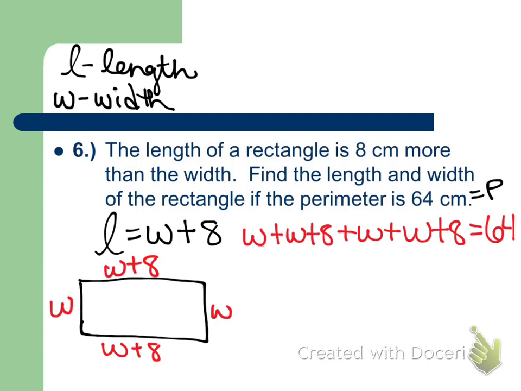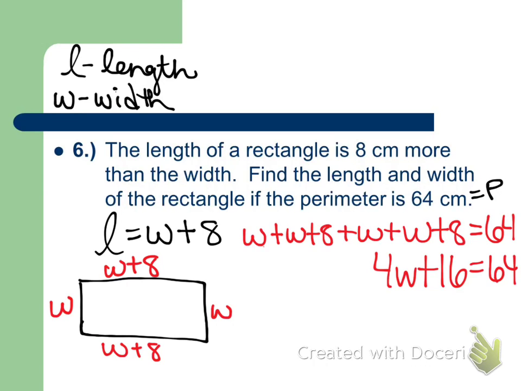In order to solve this, Lexi, what should I do? Add like terms. Very good. We are going to combine like terms. When I combine like terms, I have 4 W's that I'm adding together. So 4W plus 8 is 16.